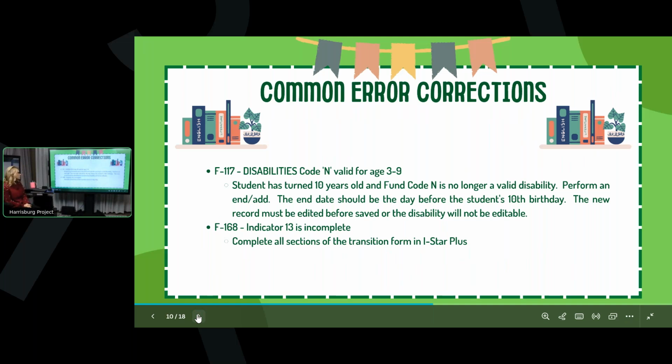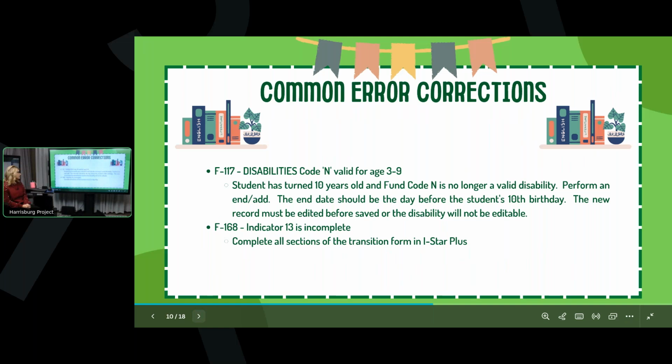We've already had several questions about disability of N. So this is developmental delay after the student turns 10 years old. This is not a valid eligibility, so they cannot have that for their primary disability in iStar anymore. And we don't allow you to edit that disability. It's grayed out once it's selected. So if you need to change the disability, you're going to have to use the end add function to do that. So that's going to require an end add.